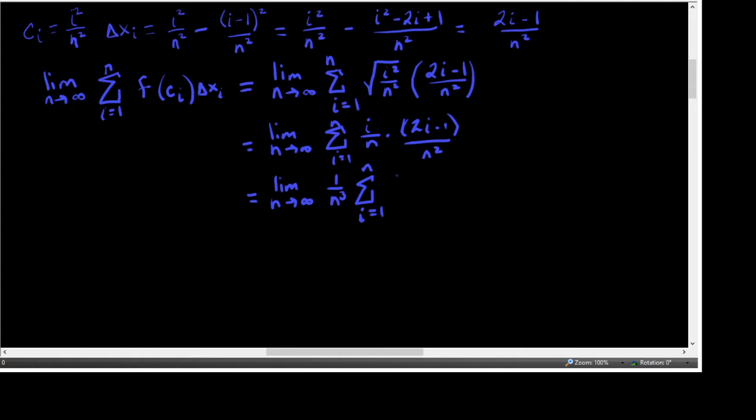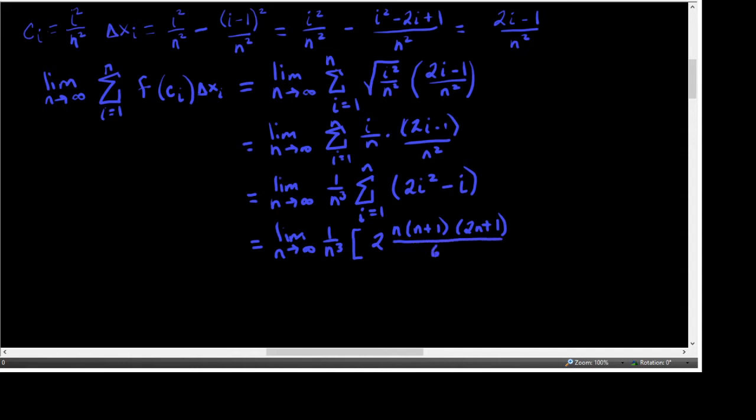And then distributing the i, that's going to be 2i squared minus i. All right, and then using the formulas that we have, first separating, make this sigma of 2i squared minus sigma of i, then pulling the 2 out in front. This will be 2 times sigma i squared. If you recall, that formula is n times n plus 1 times 2n plus 1 all over 6, minus sigma i, and that formula for sigma i was n times n plus 1 all over 2.